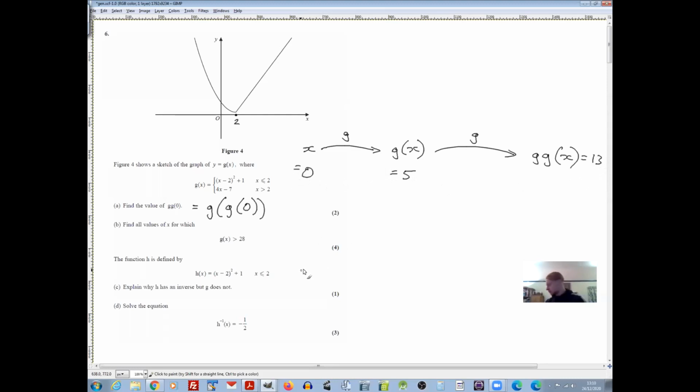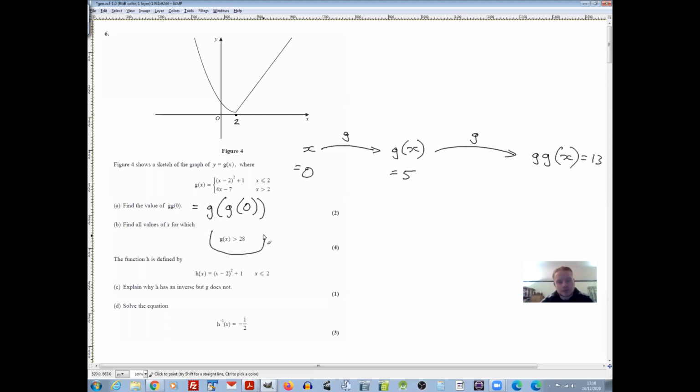So that's that for 2 marks. Find all values of x where g is greater than 28. It's best to probably think about this graphically first, isn't it? How should we represent this on the graph?